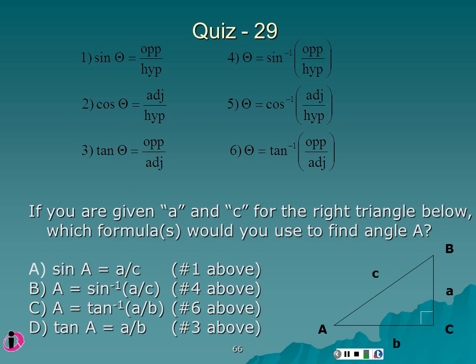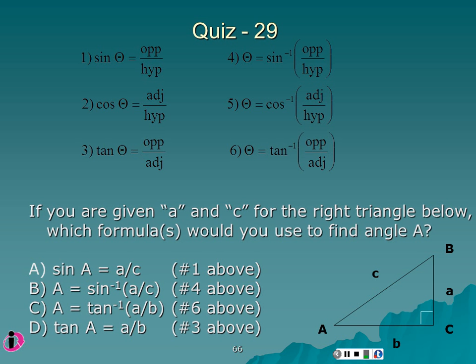Let's look at a problem here. Let's say you are given a small a and a small c. Those are given in your question. For the right triangle below, which formula should you use to find angle A? Anytime, remember, when you are trying to find the angle, you have to use the inverse trigonometric functions, because inverse trigonometric functions give you the angle as an output. So that rules out A and D, because they are not inverse functions, right? But B and C are inverse trigonometric functions. So either B or C will be right.